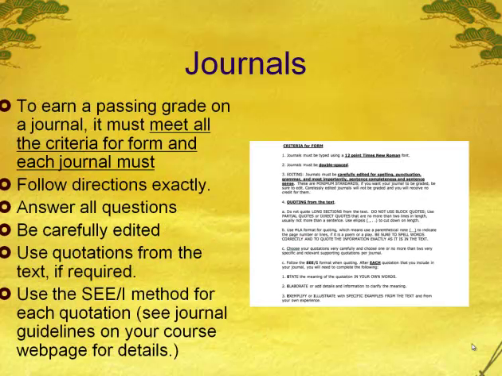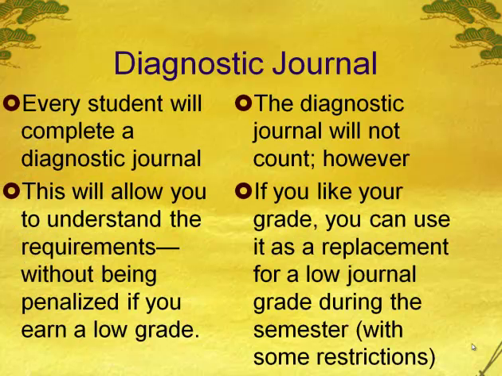To earn a passing grade on a journal, it has to meet all the criteria for form, and each journal has to follow the directions exactly. It has to answer all the questions, and most importantly, it has to be carefully edited. You can use brief quotations from the text if required, and you will use a method called the SEEI method that I will explain to you. It's a critical thinking method. That's on 2 of your journals, and those journals will be worth more than the others, but I'll get into more detail about that later. The main thing that you need to know is that you need to follow instructions very carefully for your journals.